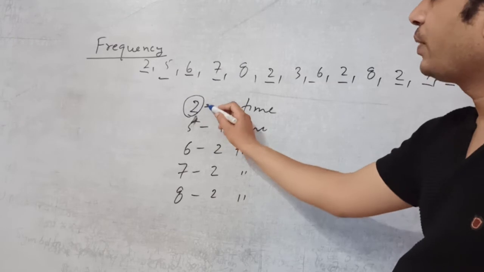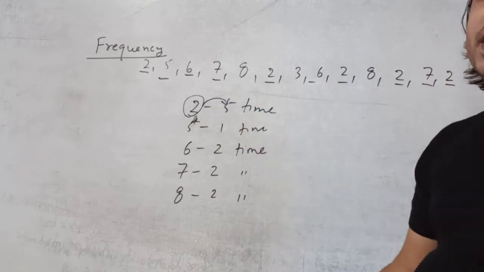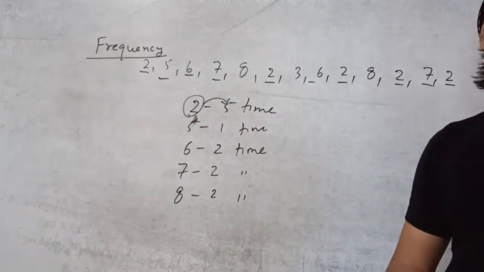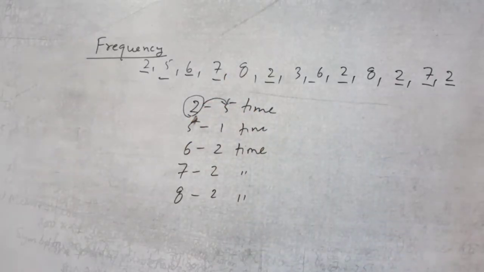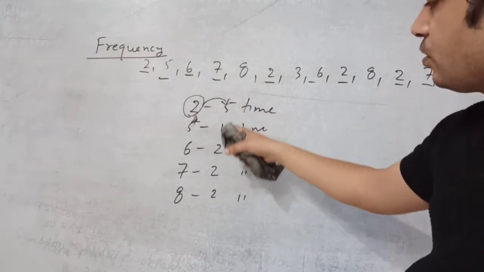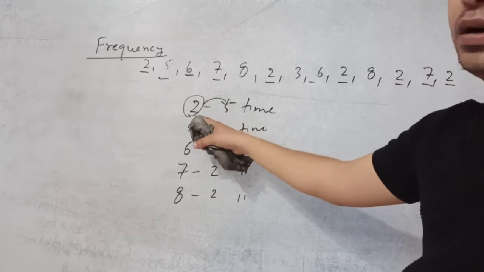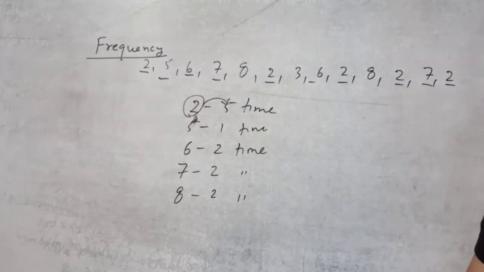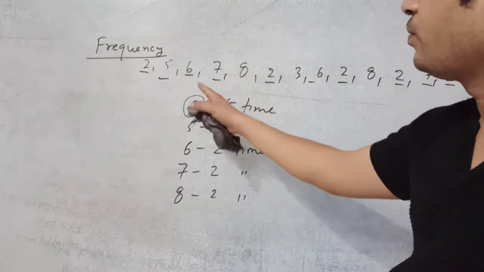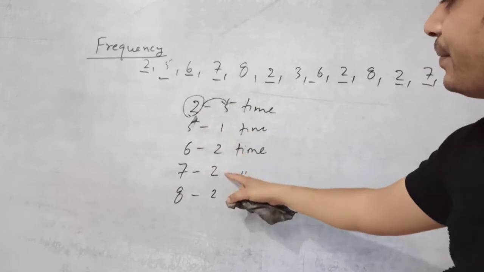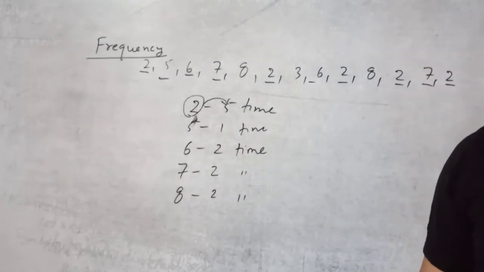So which number is coming the maximum number of times? See, 2 is coming the maximum number of times, 5. The number which is repeating the most times is known as the mode. We have already talked about that, but here leave that one. Sorry for that. Frequency means we write the numbers and how many times each number is coming. That is known as the frequency.